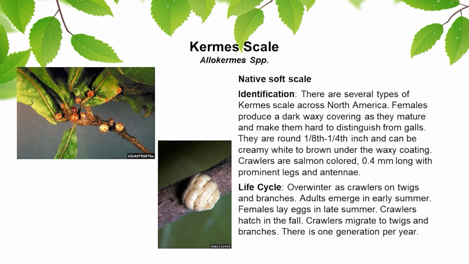Crawlers are salmon-colored, 0.4 millimeters long with prominent legs and antennae. Kermes scale overwinter as crawlers on twigs and branches. The adults emerge in early summer. Females lay eggs in late summer. The crawlers hatch in the fall and migrate to twigs and branches. There is one generation per year.